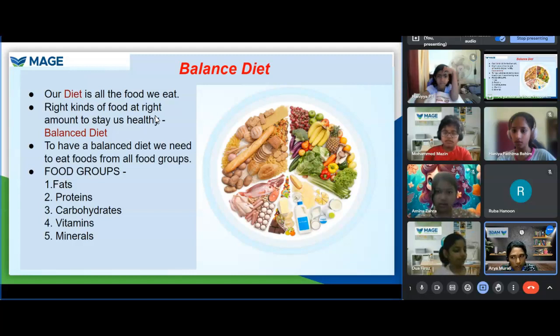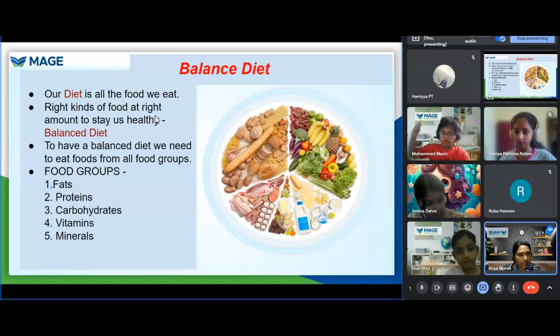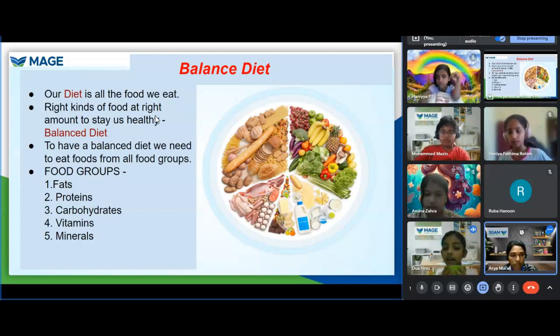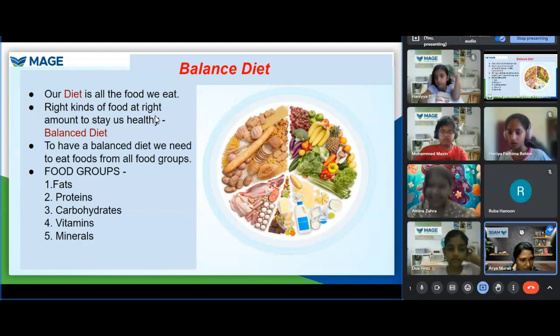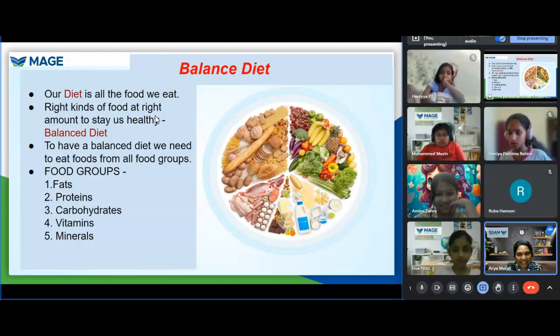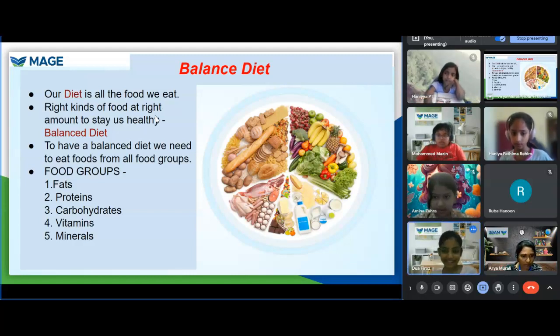So, balanced diet. Yesterday I asked you a question: what is a diet? Yes, diet is all food. Zahra, can you repeat it once more? I didn't get it. My question is, what is a diet? So, diet is all the food that we eat. Right kind of food at the right amount that helps us to stay healthy, that is a balanced diet. A diet is all types of food that we eat.